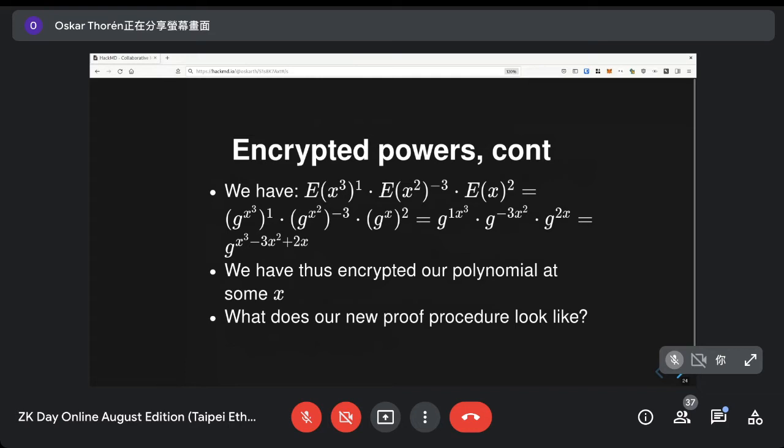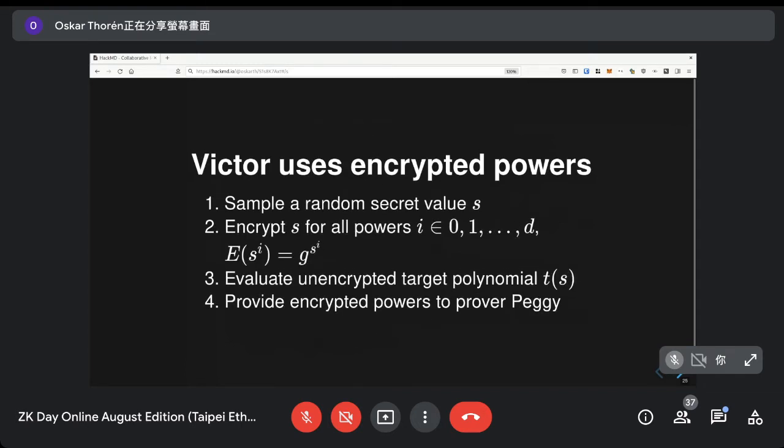So with that, how does that change our proof procedure? As before, you sample some random value, here we call it s. And then we encrypt s for each of these terms, each power. Evaluate the unencrypted target polynomial t at s, so the target polynomial at this secret point s. And then we provide these encrypted powers to prover Peggy.